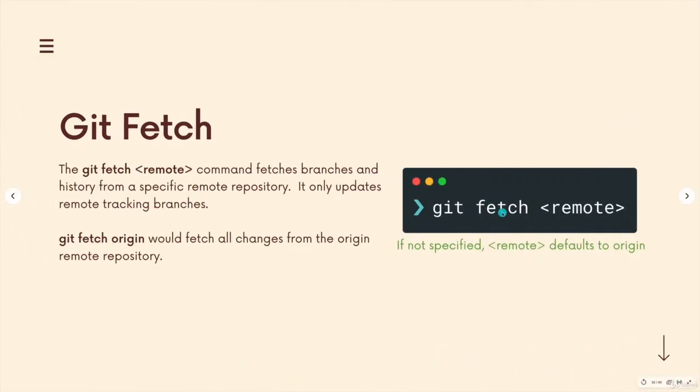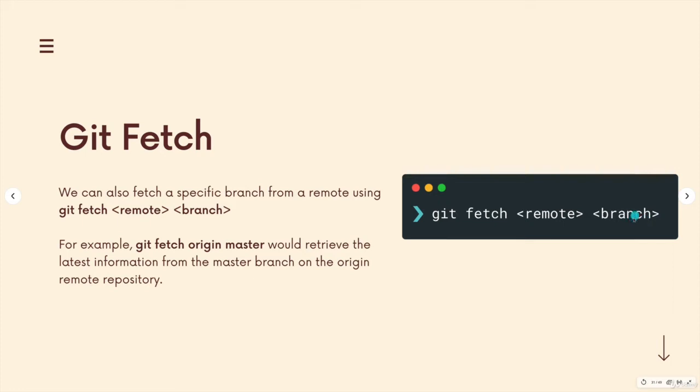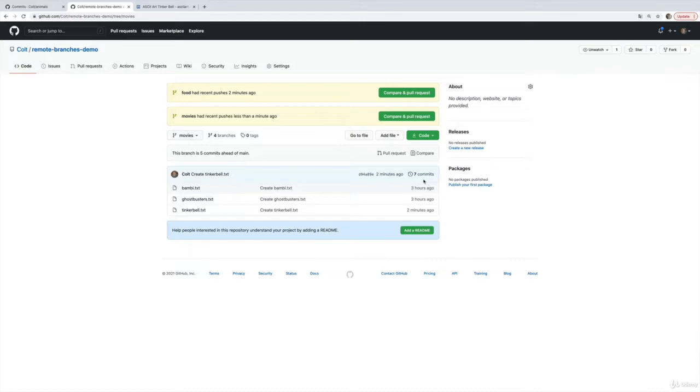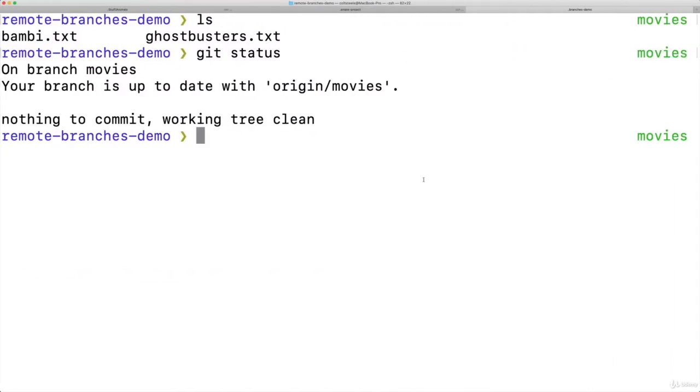So git fetch, and then I can specify origin to get all changes, or I can specify one branch, like movies. Normally, I just do git fetch origin, or just even git fetch, because it will default to origin. But if you only want to fetch one branch, then you can specify. So I'm going to do a git fetch, and I'll do origin just to be clearer. We only have one remote, but here we go.